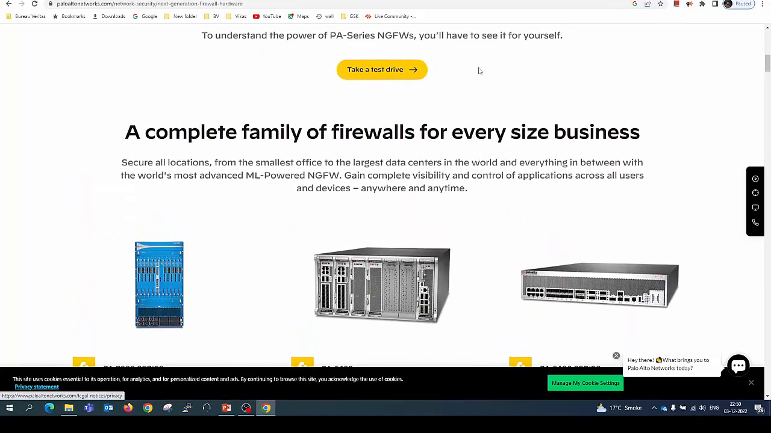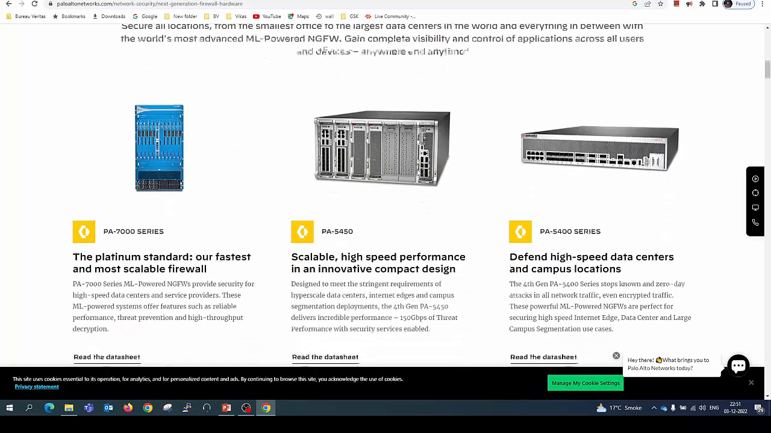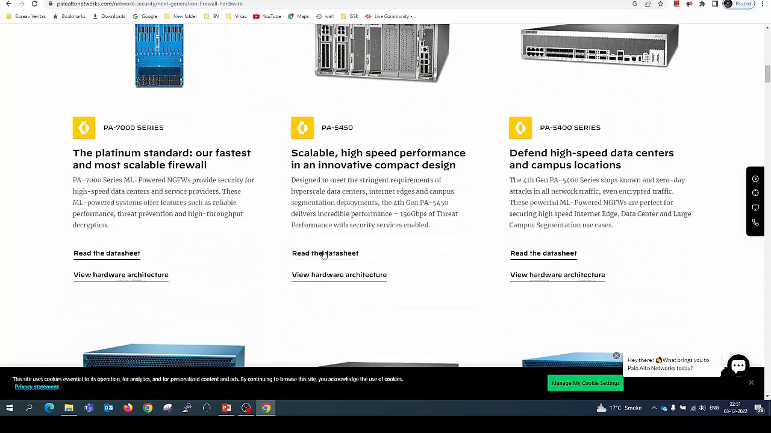Okay, so this is it for today, and this was a very brief, crisp, and very powerful session to start with. Just be comfortable with this session. Go to this Palo Alto website. Just try to understand these hardware models. Just try to read the data sheet, and just try to see the hardware architecture. You will have great information with you.